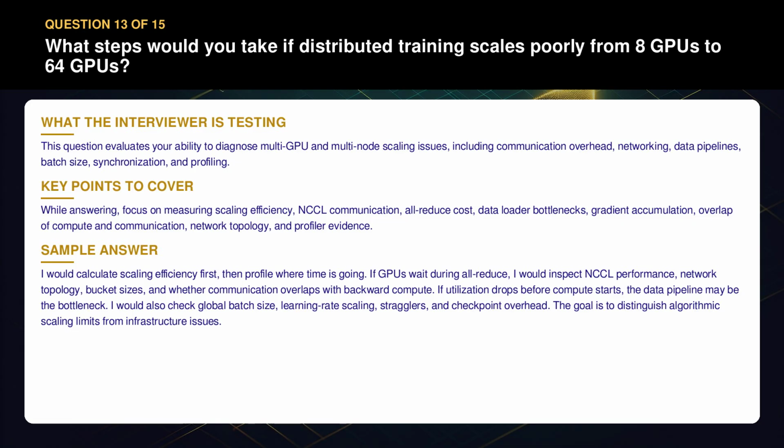I would calculate scaling efficiency first, then profile where time is going. If GPUs wait during all-reduce, I would inspect NCCL performance, network topology, bucket sizes, and whether communication overlaps with backward compute. If utilization drops before compute starts, the data pipeline may be the bottleneck. I would also check global batch size, learning rate scaling, stragglers, and checkpoint overhead. The goal is to distinguish algorithmic scaling limits from infrastructure issues.